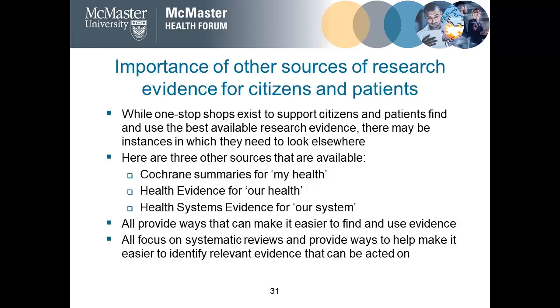In this module, we'll cover the Cochrane database for citizens and patients' questions about my health, for example, personal health decisions. We'll cover health evidence, which is for citizens and patients that have questions about our health, for example, improving the health of populations or groups. And we'll also cover health systems evidence, which answers questions about our system. For example, how do we strengthen our health system and get the right programs and services to those who need them most? All of these sources focus on systematic reviews, not single studies, and provide ways that help make it easier to identify the relevant research evidence that can be acted on.